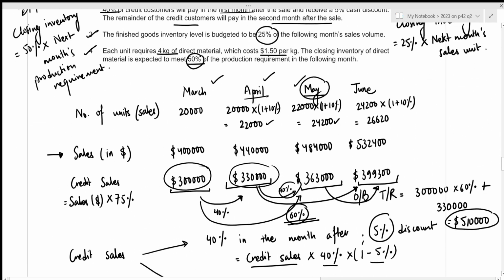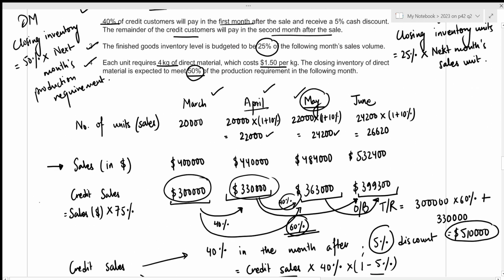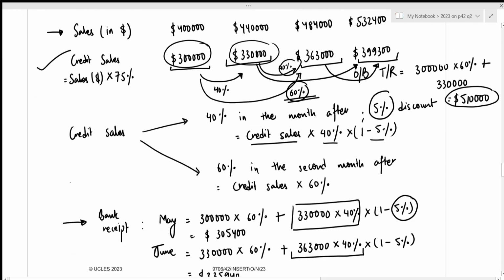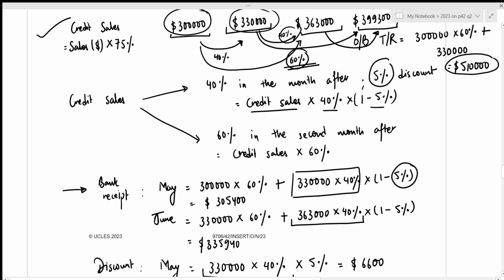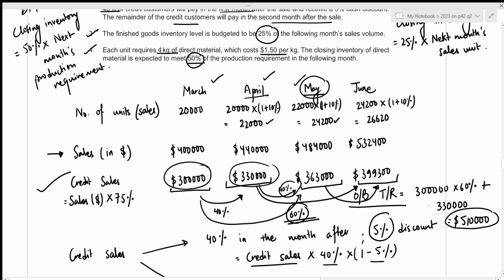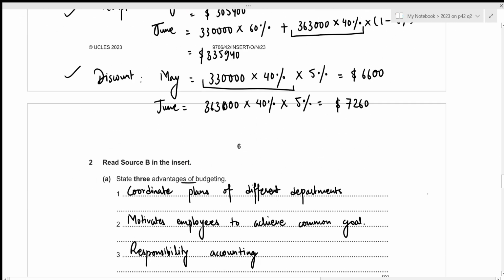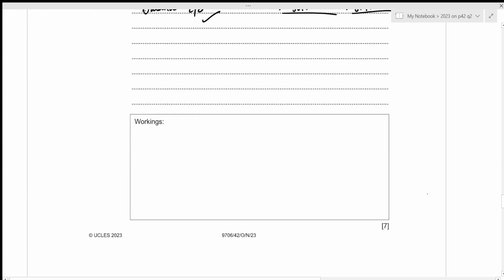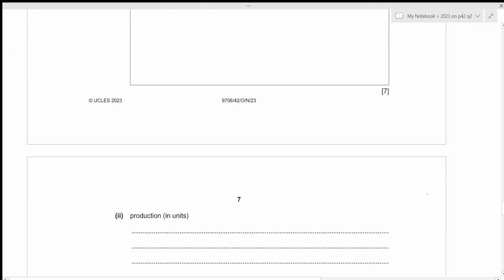So in this section, you need to show your calculations for your credit sales, and you also need to show your calculations for the bank receipt, discount, as well as the opening balance of trade receivables for the month of May. And you need to do it so that you get your markings correctly.